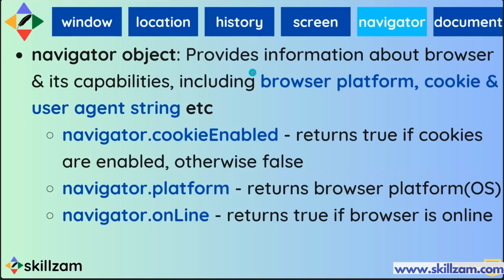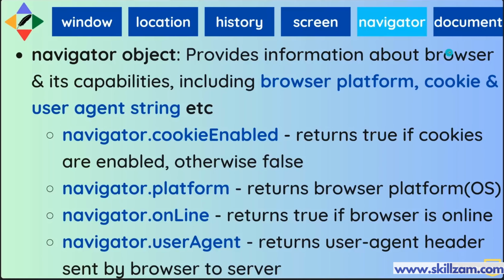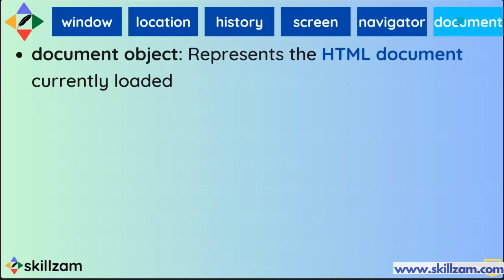At the same time, what is most important for us is this part, where we call it document. This is where the DOM originates. Now what is this document? The document object is also a part of the BOM, and it represents the HTML document that is currently loaded in the browser.